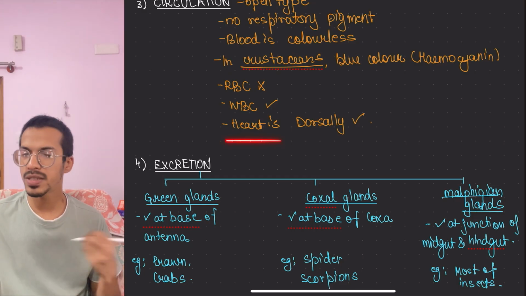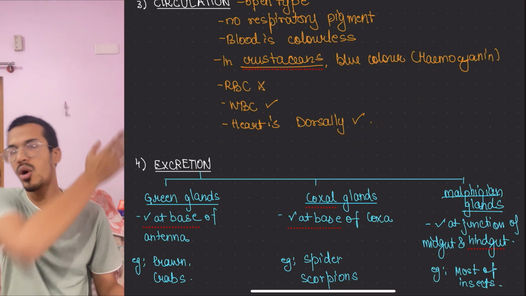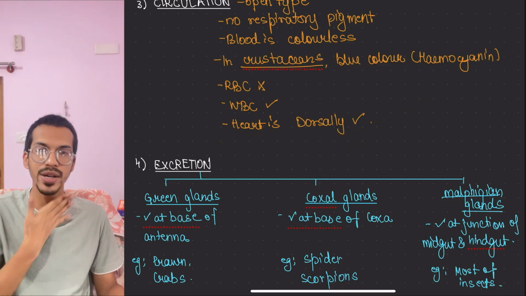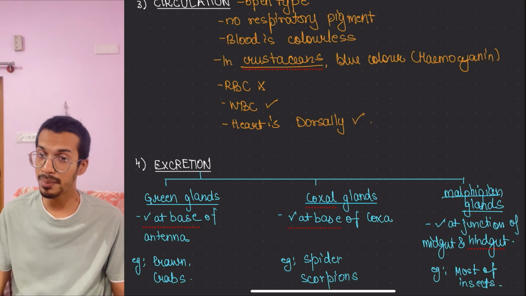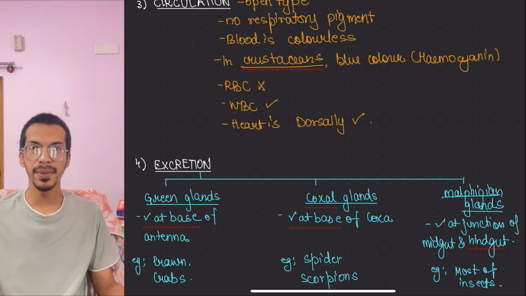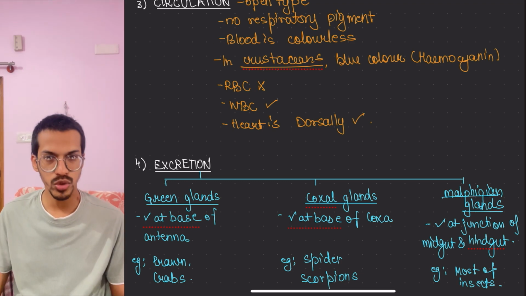The heart is dorsally present. We know that on this side the heart is present, and on the ventral side of their body the nervous system is present, because they are non-chordates. We will remember this fact, very important, because this is the one that will confuse most of the students.